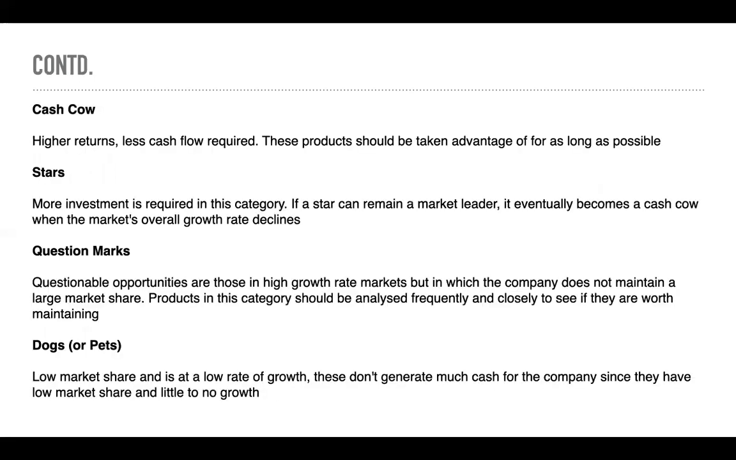So if we summarize the BCG matrix, cash cows are high returns, and less cash flow is required to fetch good profits. So these products should be taken advantage of for as long as possible. Stars, more investment is required in this category. If a star can remain a market leader, it eventually becomes a cash cow when the market's overall growth rate declines.